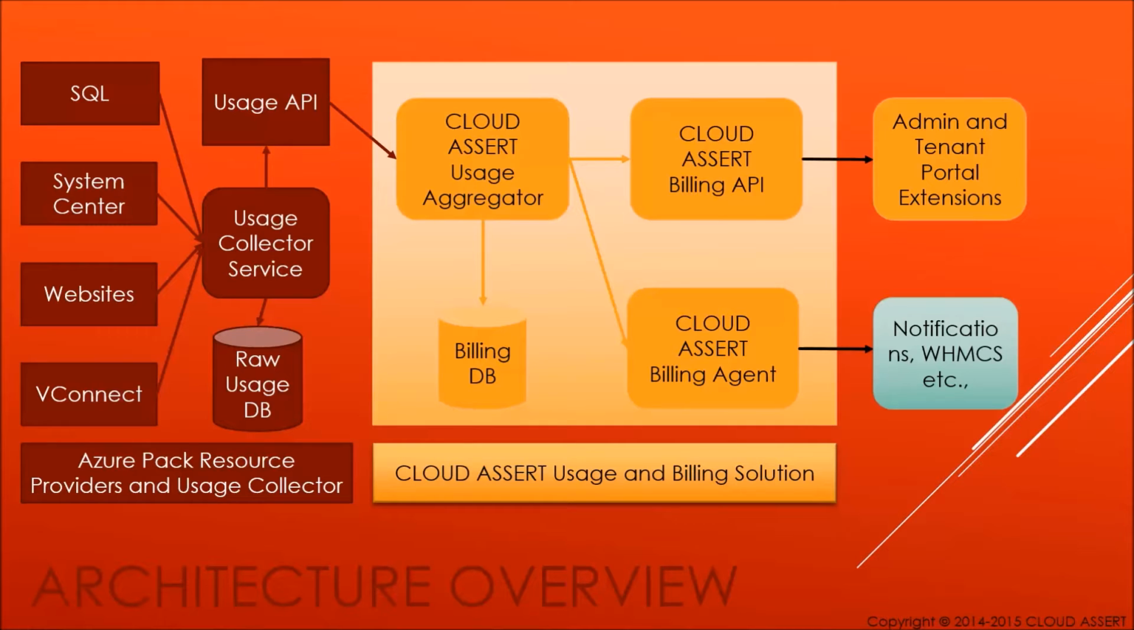Cloud Assert pulls this raw data from Usage API, and the Cloud Assert usage aggregation engine aggregates this raw data into hourly, daily, and monthly aggregated data. This data is then exposed via Cloud Assert Billing API, and it is consumed through the admin portal extensions and tenant portal extensions. The same data is also utilized by the Cloud Assert Billing agent to generate monthly invoices, to send notifications for the tenant users, etc.